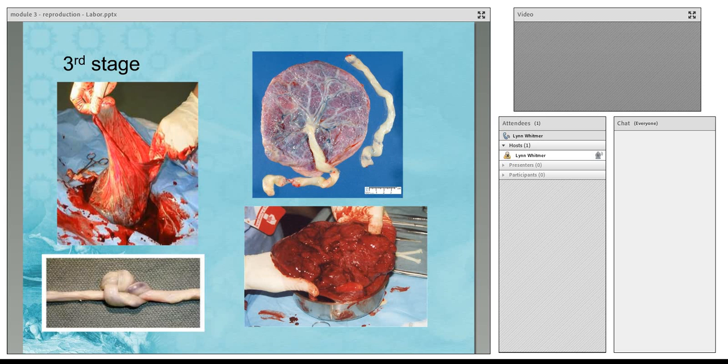Lower left is an actual true knot in the cord. This baby does survive this. We see these, not a lot, but every once in a while you'll see a true knot in the cord, and it's always amazing to us that the babies could survive that, but they do quite well as long as it doesn't get too tight.